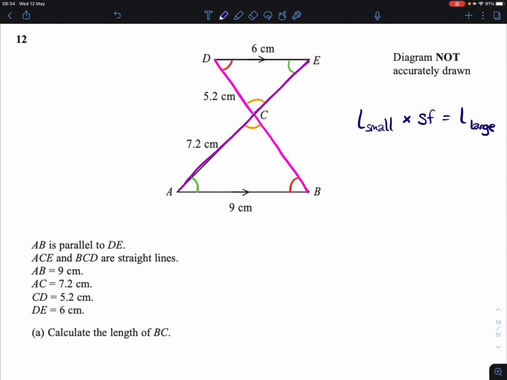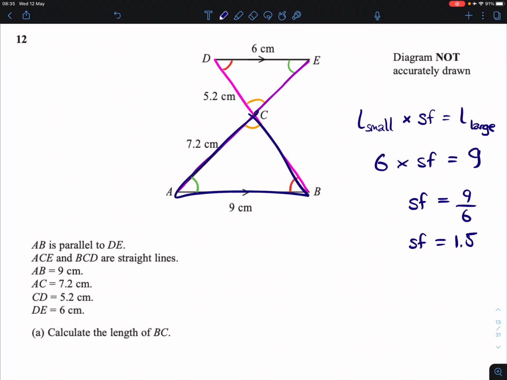So, in our triangles, we have 7.2 is not currently paired with anything, 5.2 is not currently paired with anything, 6 is paired with 9. So the fact that 6 is paired with 9, if we plug them into this formula, 6 being the small and 9 being the large, allows us to find the scale factor. If we divide both sides by 6, we're going to end up with 1.5 as the scale factor, which means all of the lengths in the big triangle are 1.5 times as big as they are in the small triangle.